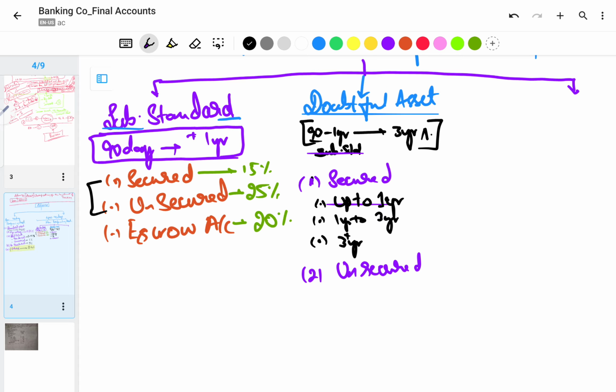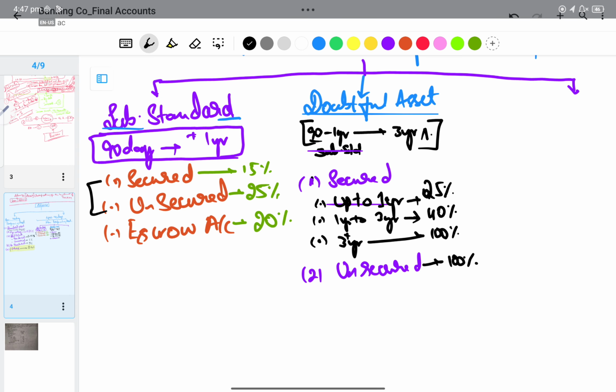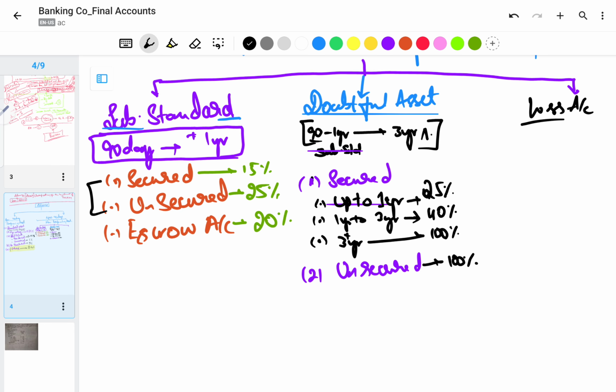Here, if it is up to 1 year, then 25%. If it is 1 year to 3 years, then 40%. If it is more than 3 years, then 100%. If it is unsecured and doubtful, then 100%. Clear? Then we have the last category, loss assets.